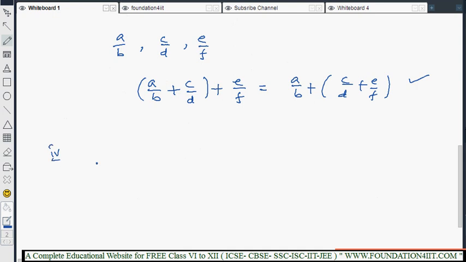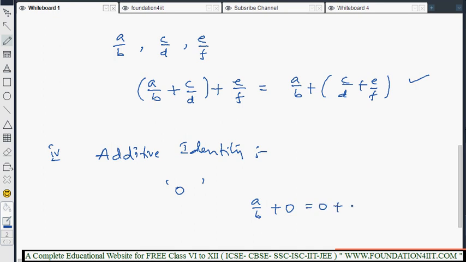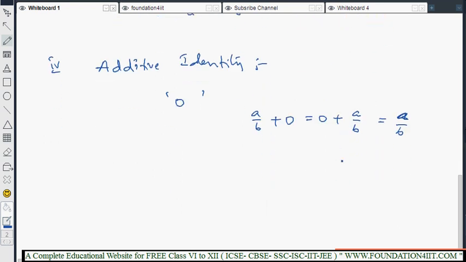Next is existence of additive identity. So we know additive identity and additive inverse. Generally, the additive identity in natural numbers is 0, right? So the same 0 is also the additive identity in rational numbers. Here 0 is the additive identity, because if you add it to any number, for example A by B plus 0, or 0 plus A by B, we get the same rational number A by B only. For example, 2 by 3 plus 0 is 2 by 3 only, and 0 plus 2 by 3 is again 2 by 3. So 0 is the additive identity.